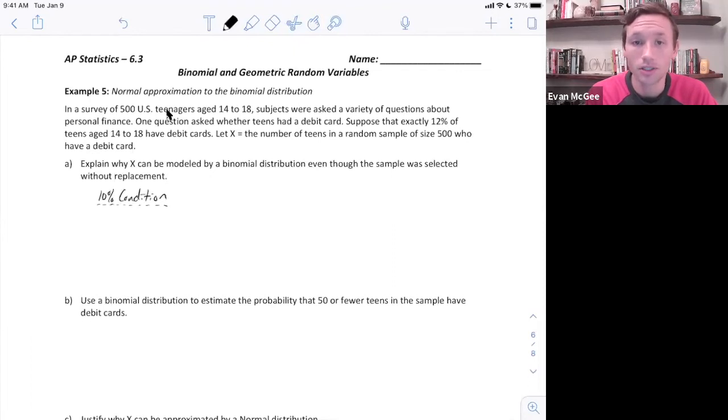And the overall population is all US teenagers from 14 to 18. So it's safe to assume that 500 is going to be less than 10% of all of the population of teenagers. And the way you can show that mathematically is multiply 500 times 10, and that would give you what exactly 10% of the population would be. If 500 is 10% of the entire population of teenagers, that means there would be 5,000 teenagers aged 14 to 18 in the US. And it's obvious that there are much more than 5,000 teenagers in the US between these ages.